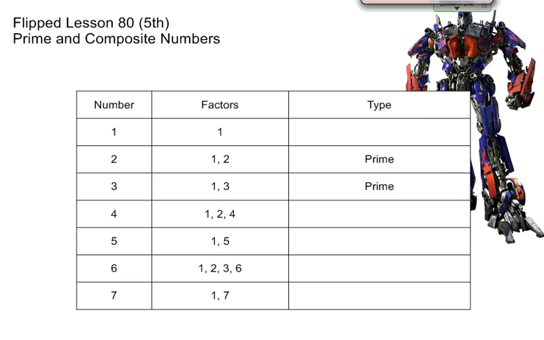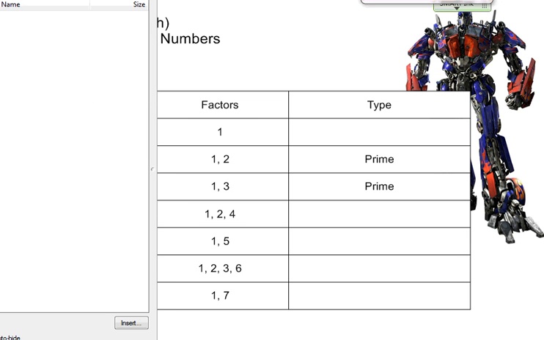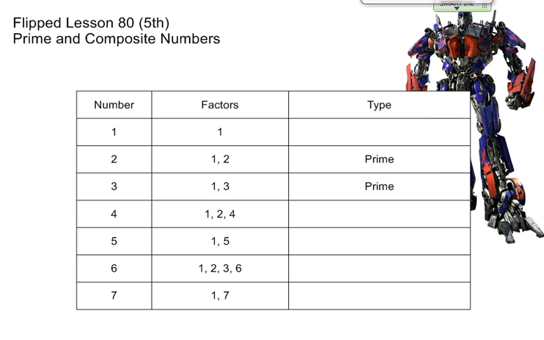And so on the screen you see a table that would be good to put into your notes as we look at the first 7 numbers in our numbering system, numbers 1 through 7. As we look at these numbers, we can talk about a couple different ideas. First idea we want to look at is the idea of factors. Numbers come with factors.